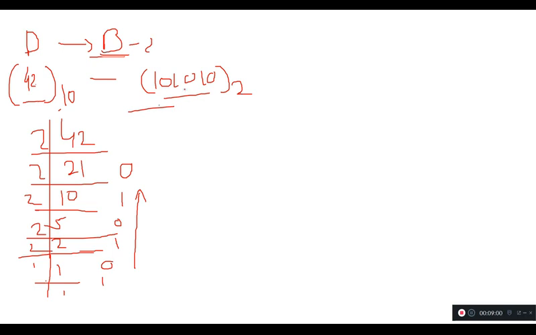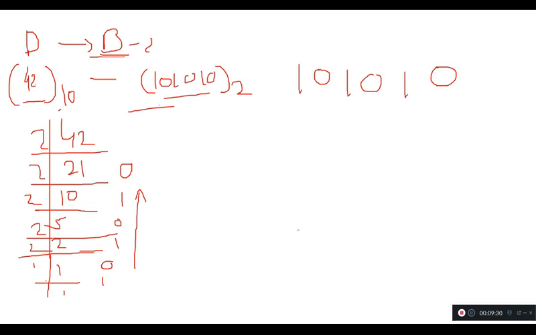So we have converted decimal to binary. Again, if you want to cross check whether this answer is right or wrong, you can check it by multiplication. See the number here: 1 0 1 0 1 0. We are going to cross check whether our answer will come out as 42 or not.